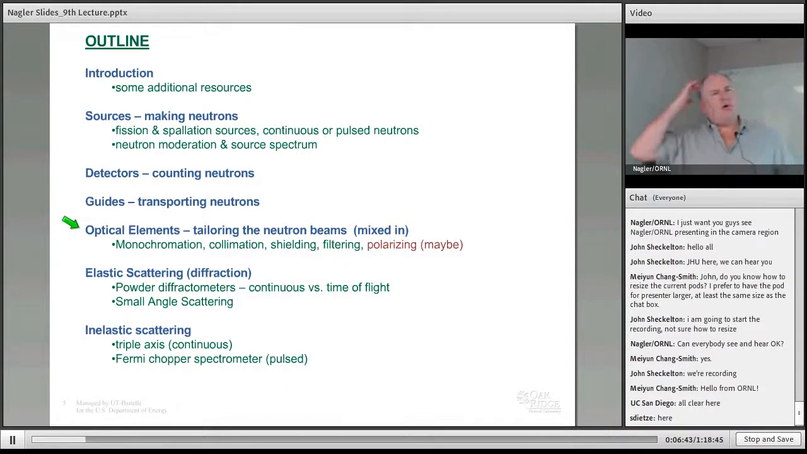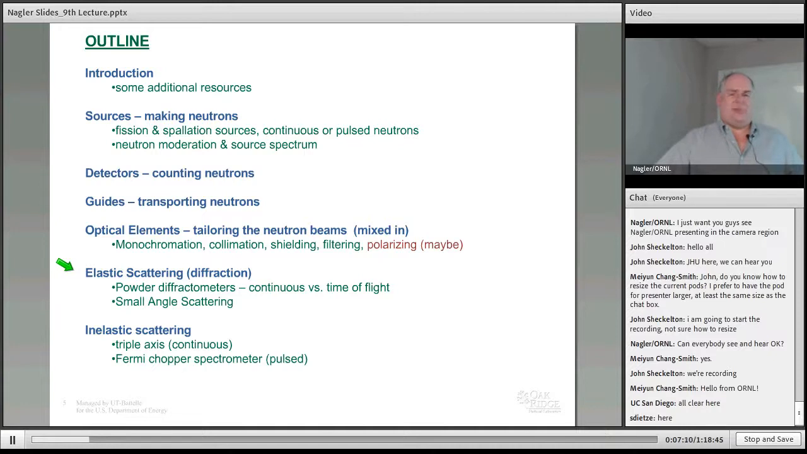I probably won't actually say anything, or certainly not much, about polarizers, because I know that Roger Pynn is going to give a couple of detailed lectures about polarized neutrons, and I assume that he'll cover that. And then finally, I'll say something about diffraction or elastic scattering, which actually are not completely synonymous, as we'll discuss, but they are quite related.